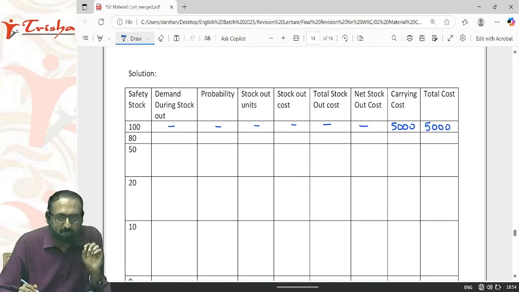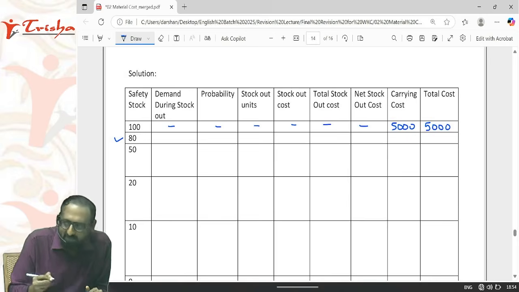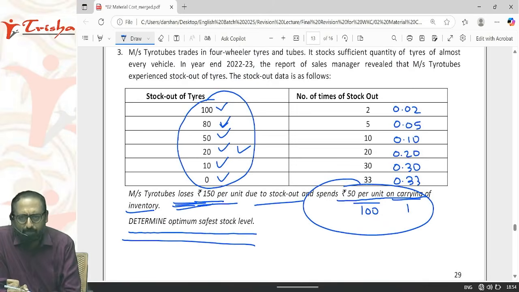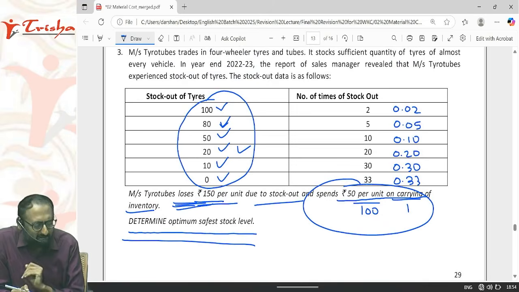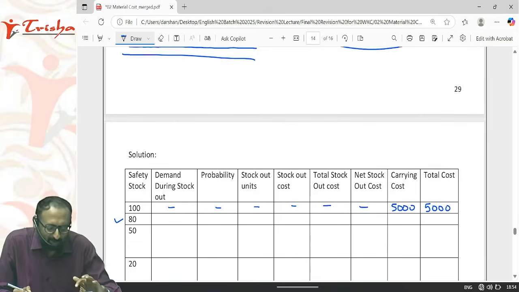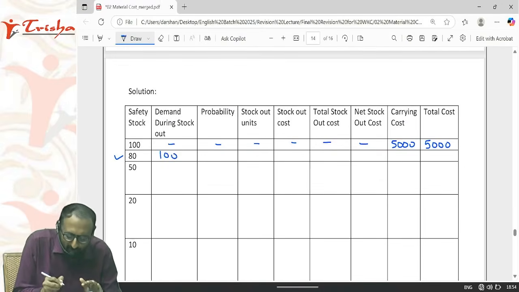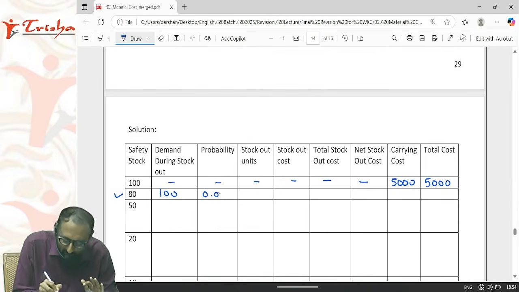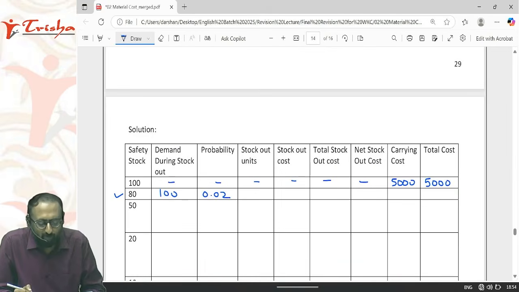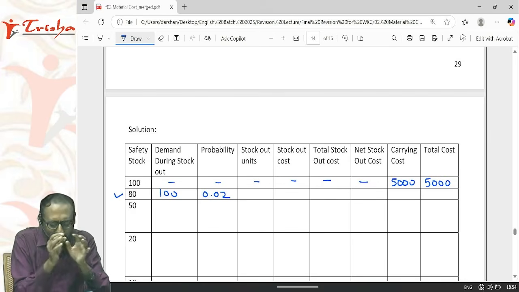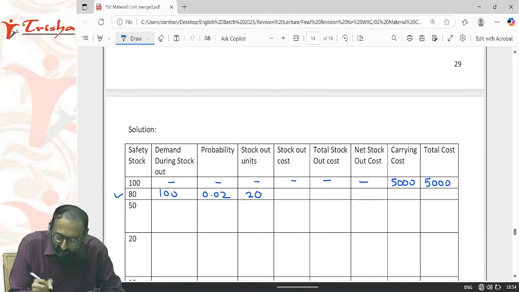Everyone please try. If my safety stock is 80, in which situation will I be in a stock out, sir? Fast answer is expected from all of you, Sirji. More than 80. Yes or no? More than 80. Is it 100, sir? What is the probability that demand will be 100? Is it 0.02? Yes or no? Next one. How many stock out units will be there, Sirji? Demand 100, safety stock 80. Is it 20 stock out units?